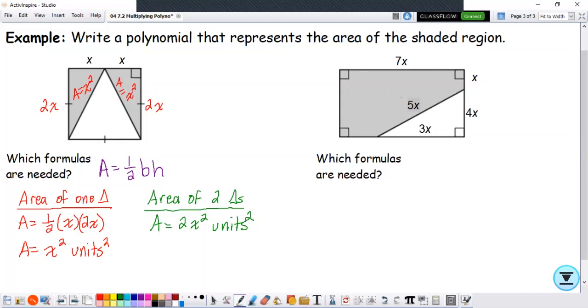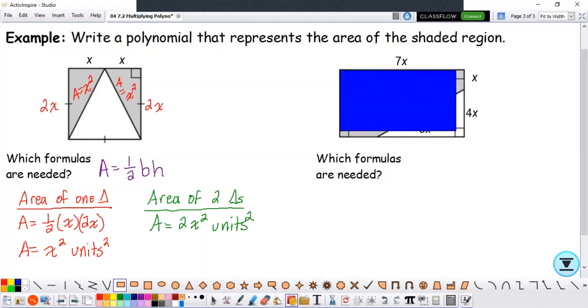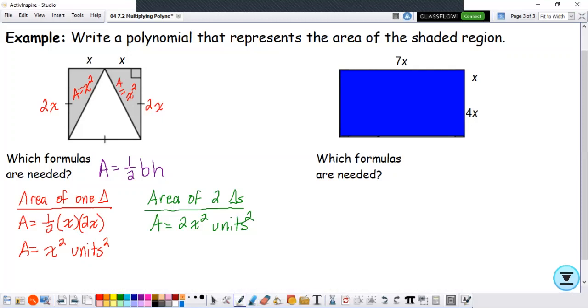For our second shape, it looks like we have a rectangle with a triangle cut out of it. So let's just look at the rectangle. We have one side of the rectangle with a length of 7x, and the other side has a length of x and 4x. So this side has a length of 5x.